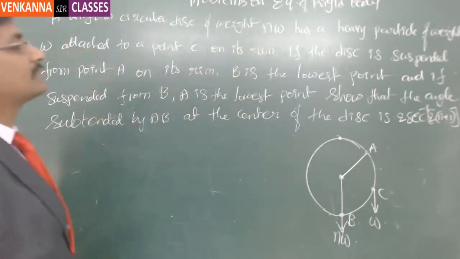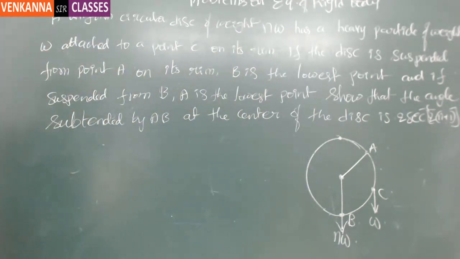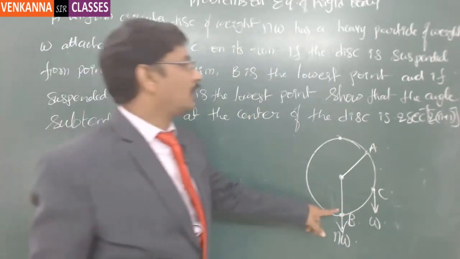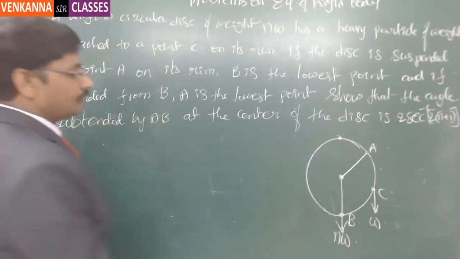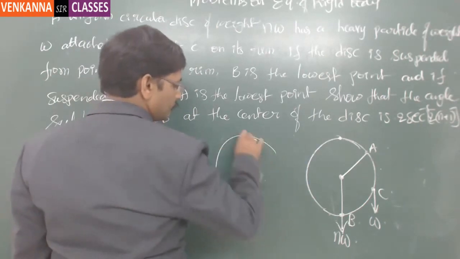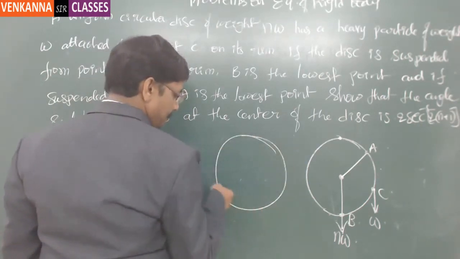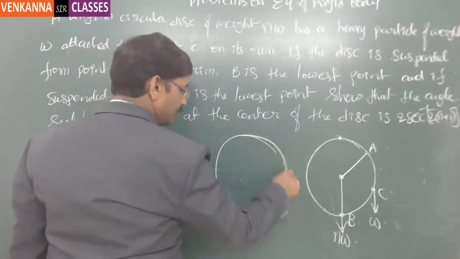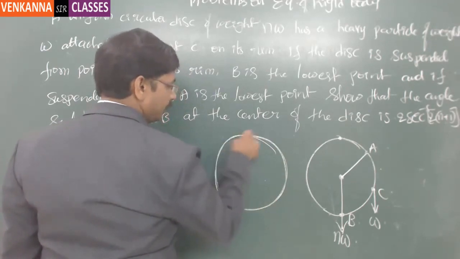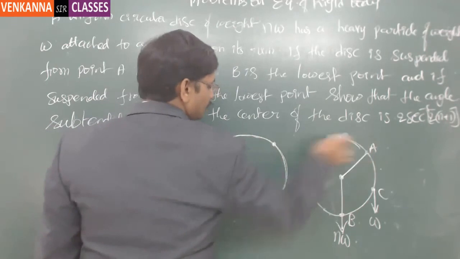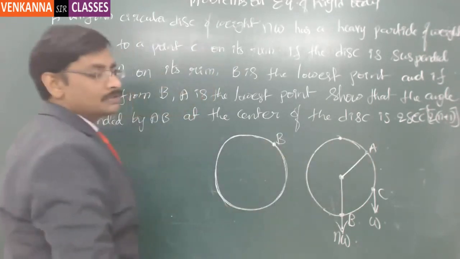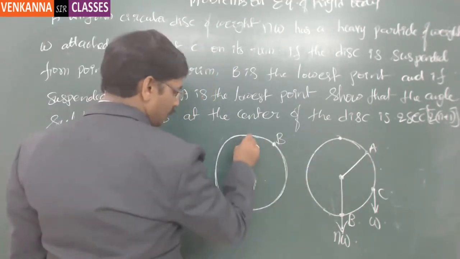See this, if the disc is suspended from point A on its rim, B is the lowest point. And if suspended from point B, so if I take the other way, take the same circle, now it is suspended from point B instead of A. That means this shifted to this location. Obviously, the other one will shift downwards.